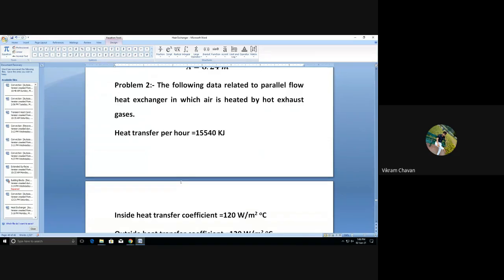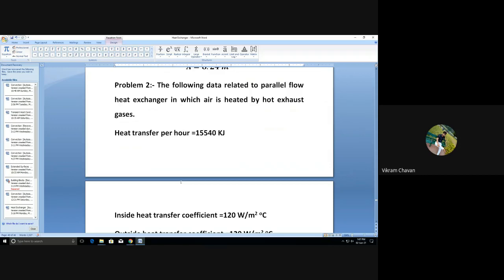In the last lecture we discussed the correction factor. Then we discussed one problem on LMTD. Today in this lecture we are going to discuss one more problem on logarithmic mean temperature difference, and I think that much will be sufficient to get the idea related to problems on logarithmic mean temperature difference.